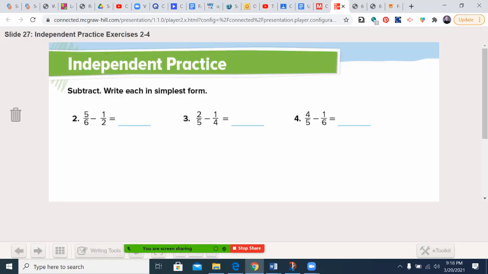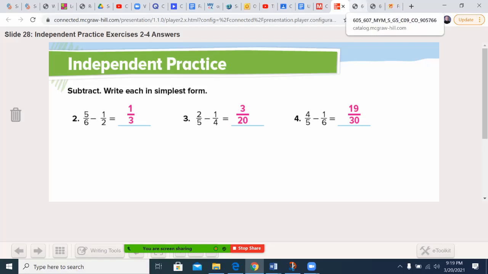All right, let's do 3 more practice problems. Pause the video, answer them, and then unpause the video, and you're ready. Let me pause the video now. Welcome back. Let's see how we did. 5/6 minus 3/6 is 2/6, which comes down to 1/3. 2/5 minus 1/4 is 3/20. 4/5 minus 1/6 is 19/30.